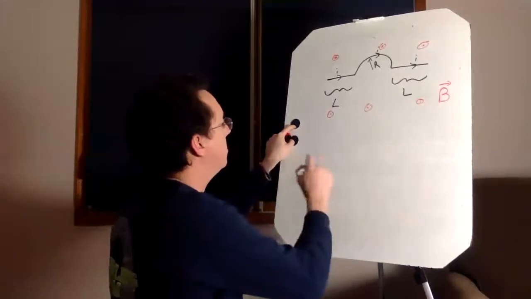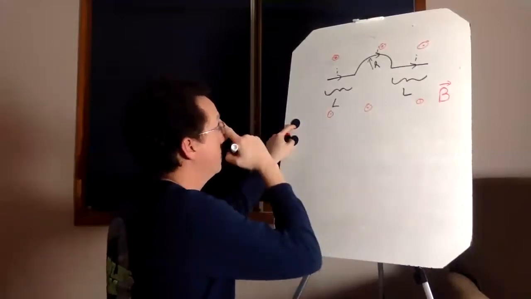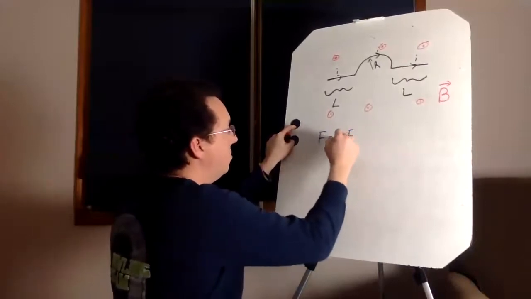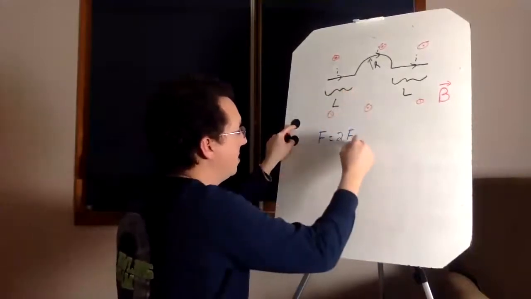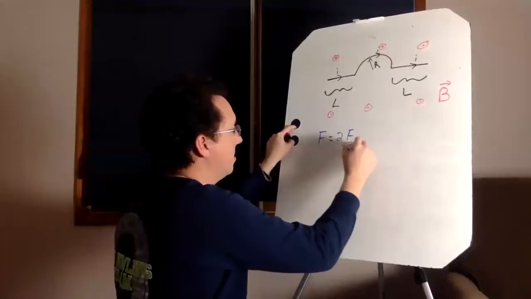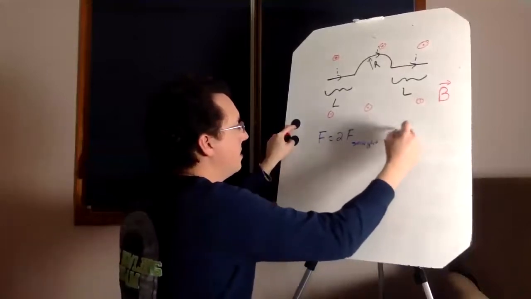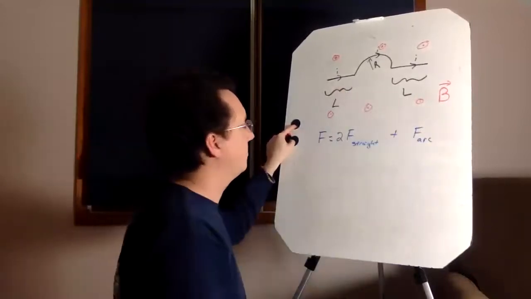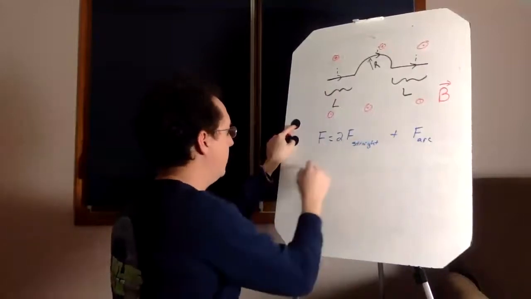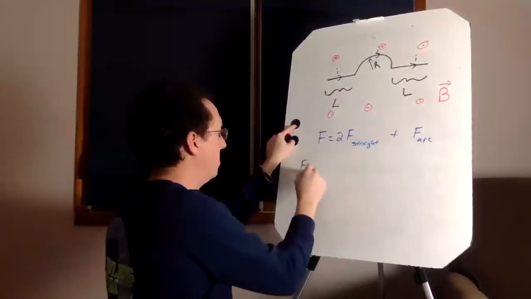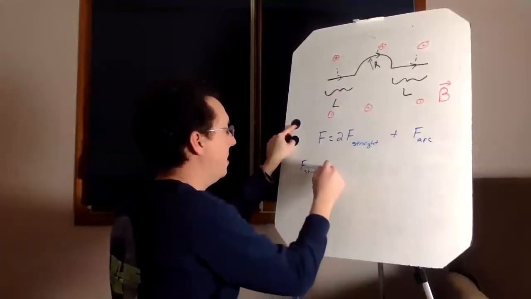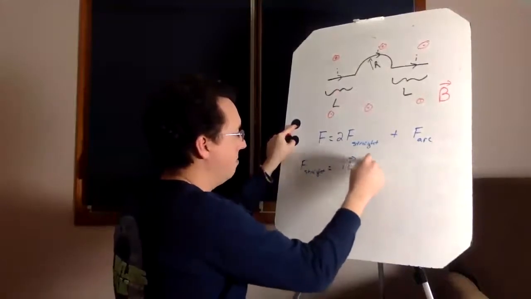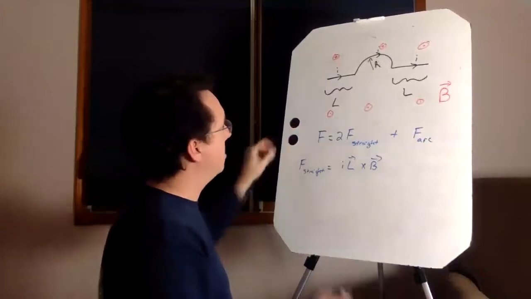All right. So the net force, the total force, is going to be 2 times the force on each straight wire, plus the force on the arc. And it's a half circle. Well, this one's easy. The force on a straight wire, we already found that, and it was I, L vector cross B. And so let's work that out.